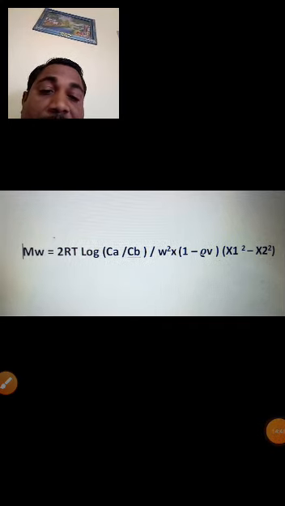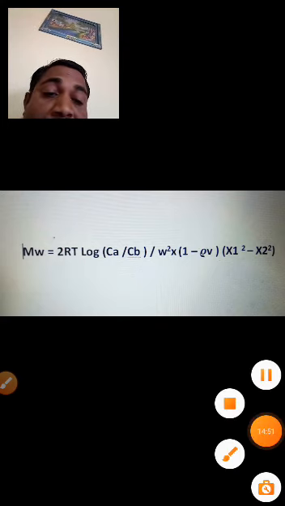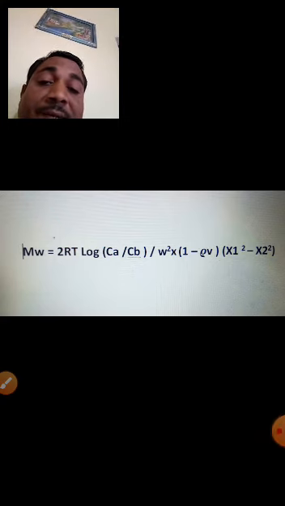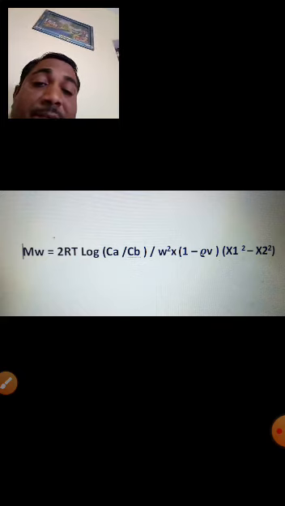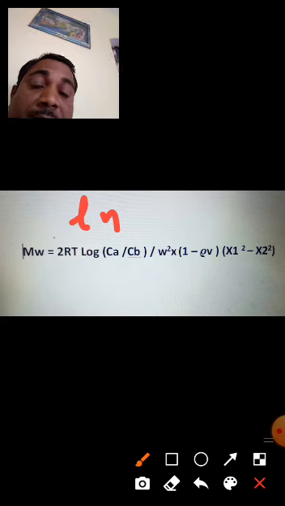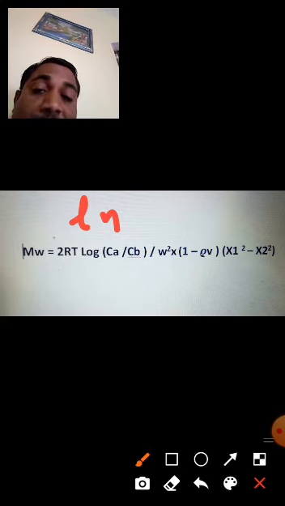In that sedimentation equilibrium method, weight average molecular weight can also be calculated using the formula Mw is equal to 2RT ln of Ca divided by Cb, divided by W square into 1 minus rho V into x1 square minus x2 square.